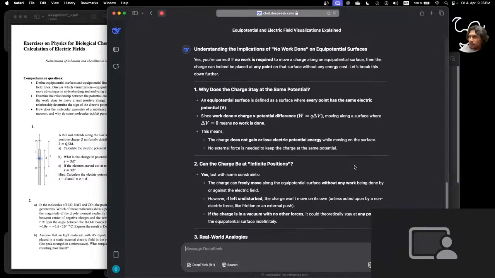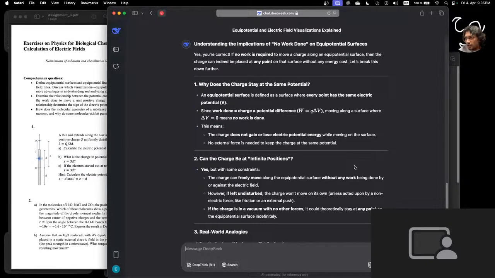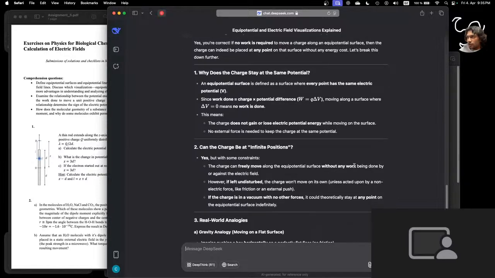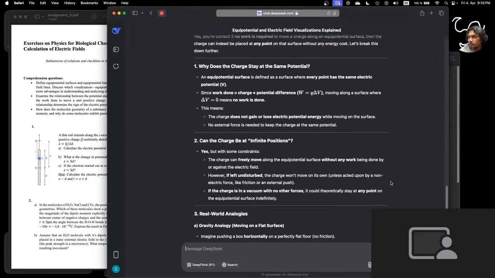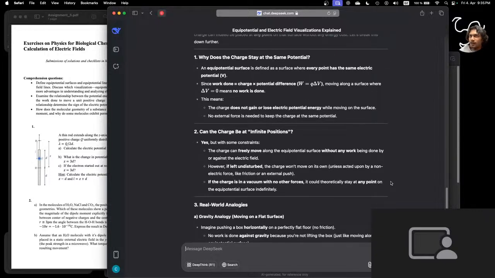Can the charge be at an infinite position? Yes, but with some constraints. The charge can freely move along the equipotential surface without any work being done by or against the electric field. However, if left undisturbed, the charge won't move on its own.